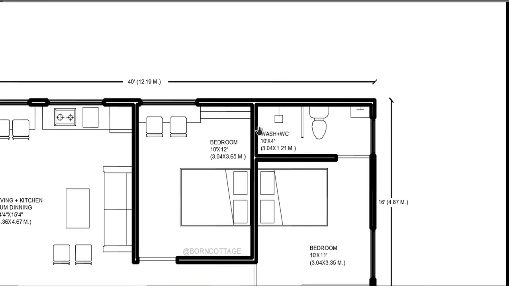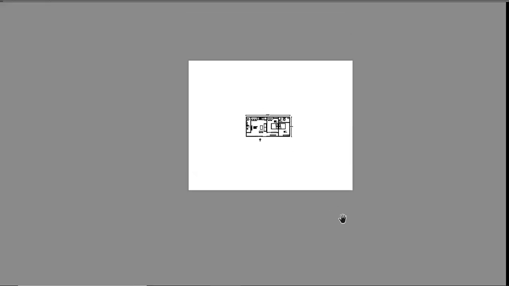The size of this washroom is 10 feet into 4 feet, in meters 3.04 into 1.21 meters. You can see here the wash basin, water closet and the shower area, and we have a ventilator for ventilation of this washroom. So this is the floor plan of the house you are watching on the screen.